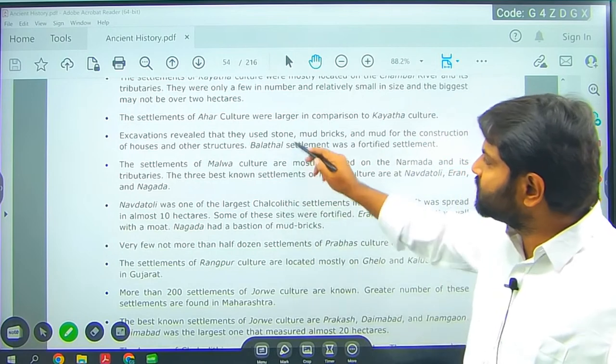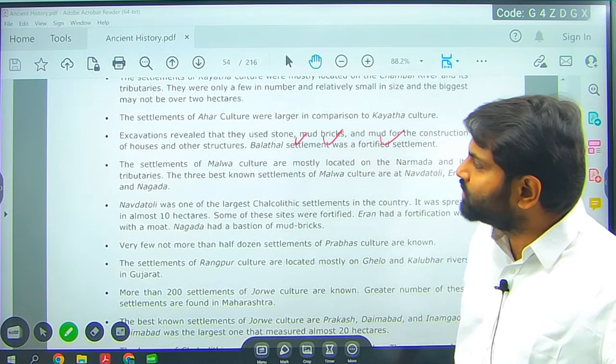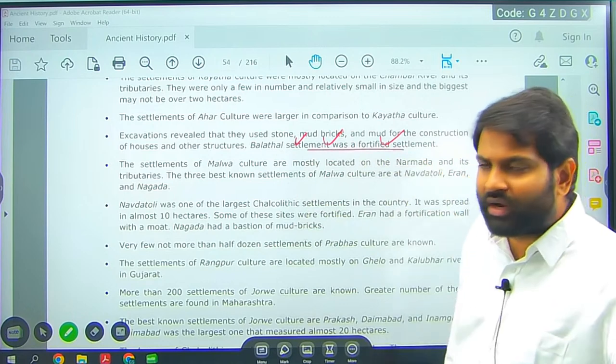Excavations revealed that they used stone, mud bricks and mud for the construction of houses and structures, and there were different fortified settlements.